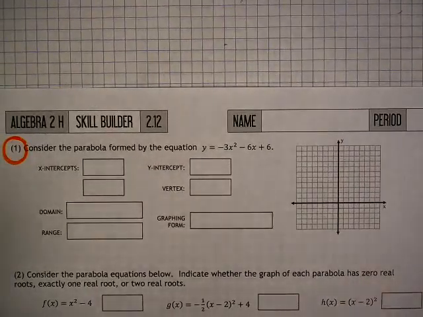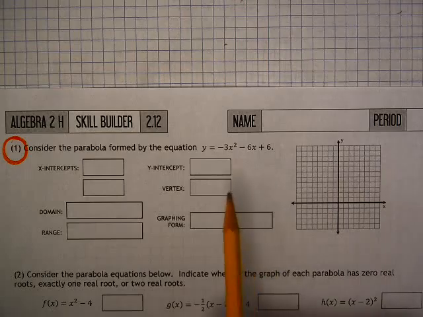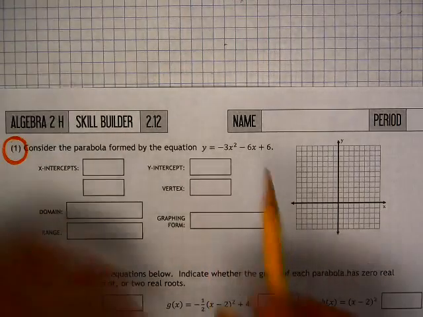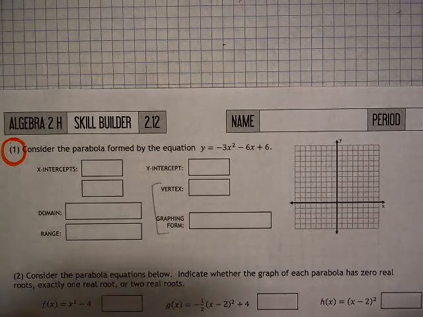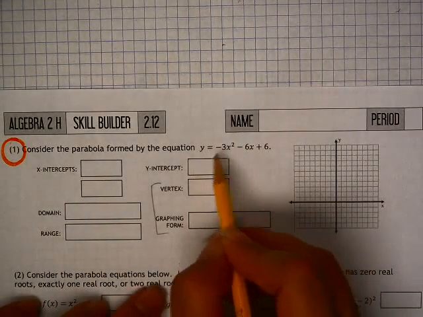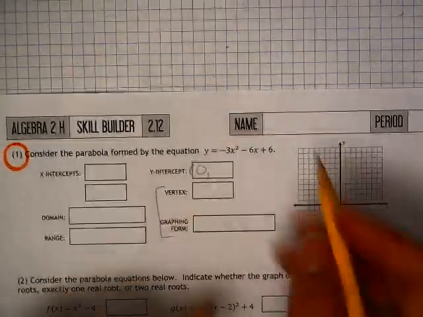All right. This is a problem. So let's go ahead and see what we've got here. We are needing to find the vertex and the graphing form. Those are going to kind of happen together. I need to find the y-intercept. That's easy. Plug in 0 for x. And then 0, 0. I get 6, so I like it.